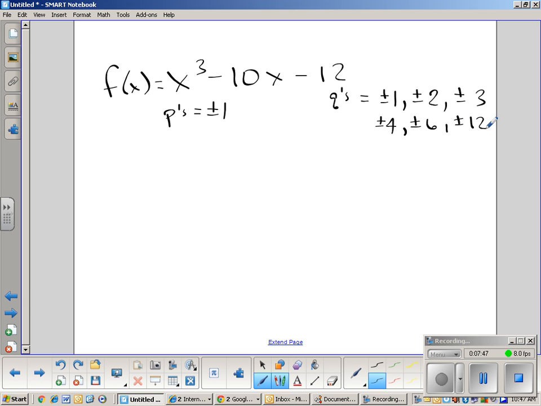So all my Q's over P's. In this case, again, we're lucky because there's only one P. It's a 1. If that was a 2 here, then I'd have plus or minus 1 and plus or minus 2, and I'd have to put all of those over each of these. But that's not the case. It's just a 1 here. And so I end up with that same list of numbers that's over there is over here.